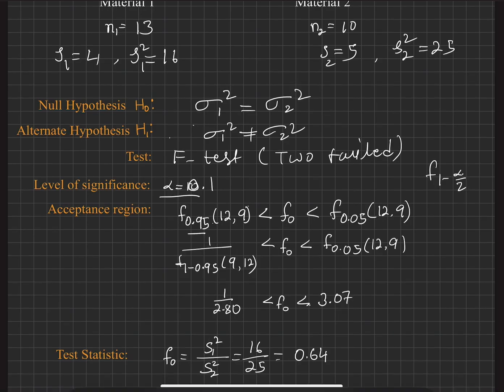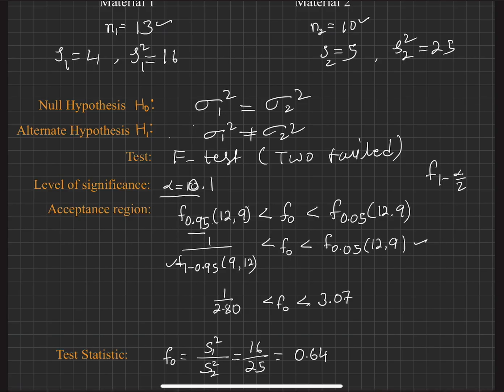The first degree of freedom is 13 minus 1, 12. The second degree of freedom is 10 minus 1, that is 9. So F 0.95 of 12 comma 9, less than F naught, less than F 0.05 of 12 comma 9 is the acceptance region. The right side bound we can directly determine from the table.